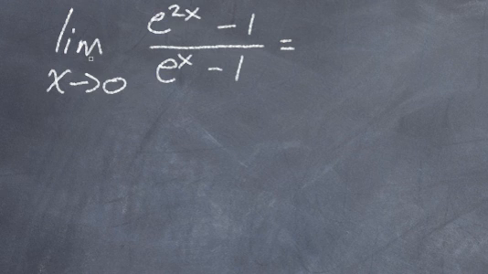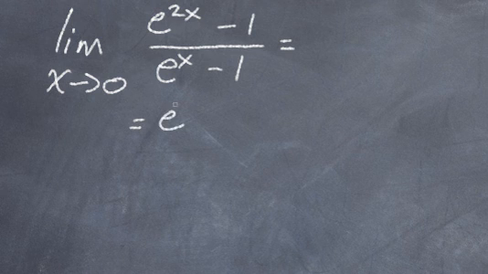We have an exponential function here that we're going to be finding the limit of. And so this is the limit as x approaches 0 of e to the 2x minus 1 over e to the x minus 1. So when I do the direct substitution and I go to plug this in, I end up with, well, let's just write it out right here.